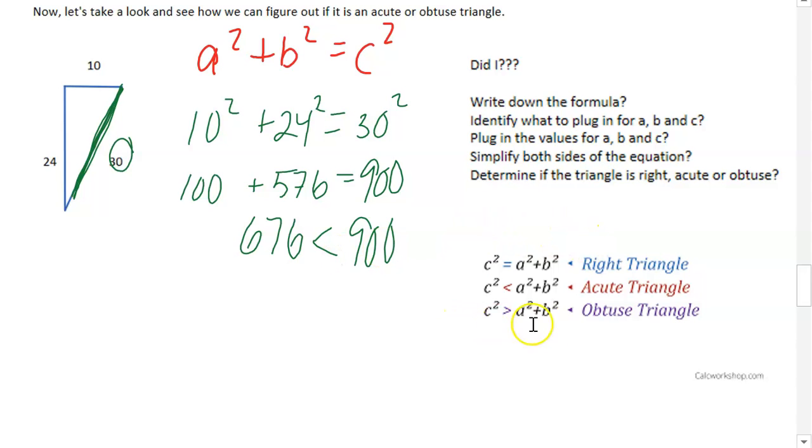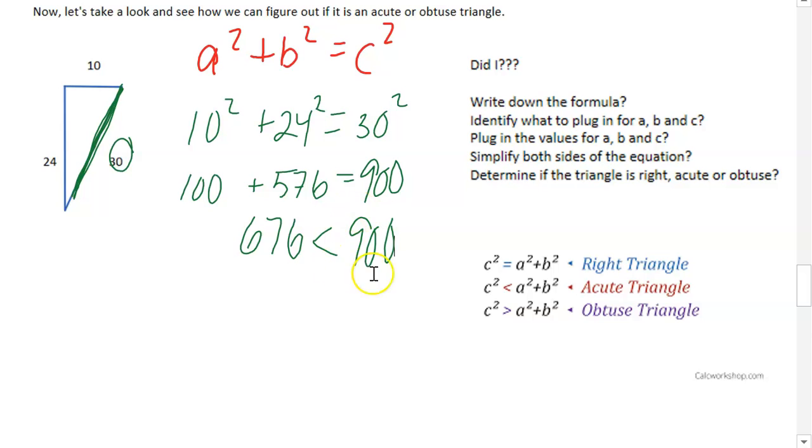So what we want to do is take a look at our little rules here. If c squared is less than a squared plus b squared, we would have an acute triangle. Well, in this case, c squared is actually larger than a squared plus b squared. So the obtuse triangle is what's going to fit this mold.